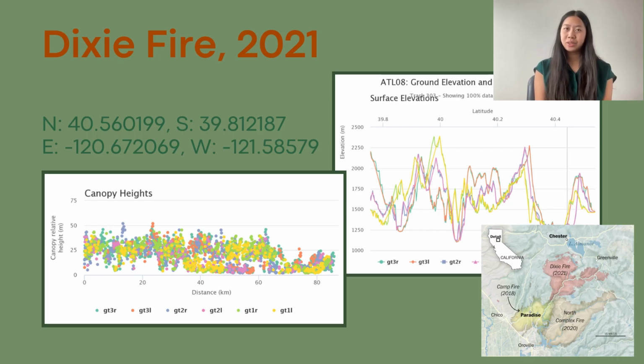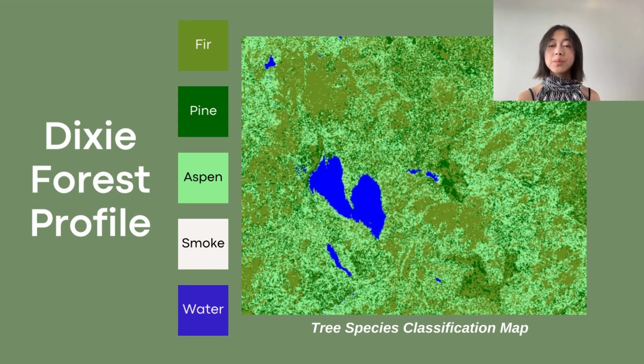The next fire is the 2021 Dixie Fire. Again, the exact coordinates and ICESat-2 canopy height images can be seen on the slide. The Dixie Fire occurred primarily in the Plumas National Forest, and the majority of tree species impacted include, again, the fir, pine, and aspen families. Using the same predictive algorithm to map tree species classification onto the region, we were able to identify the primary species present in specific parts of the impacted region.